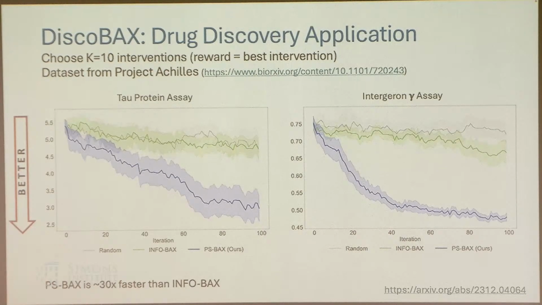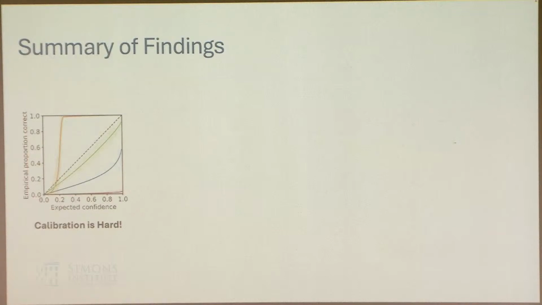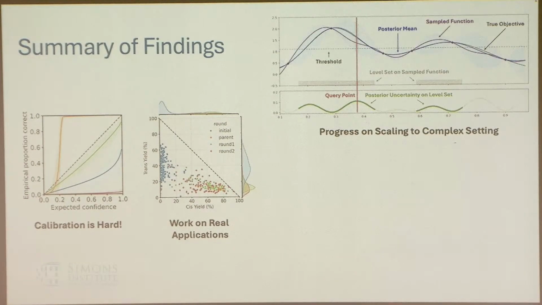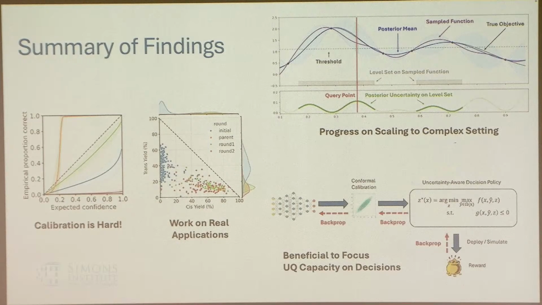I think I have about 5 minutes for questions. Summary of findings: calibration is hard. I think it's important to have collaborations with real domain experts on real applications because it really grounds your research. We're making progress on scaling to complex settings. And I think it's possible, in some cases very beneficial, to focus our uncertainty quantification capacity on the parts of the decision space that are relevant for downstream decisions.